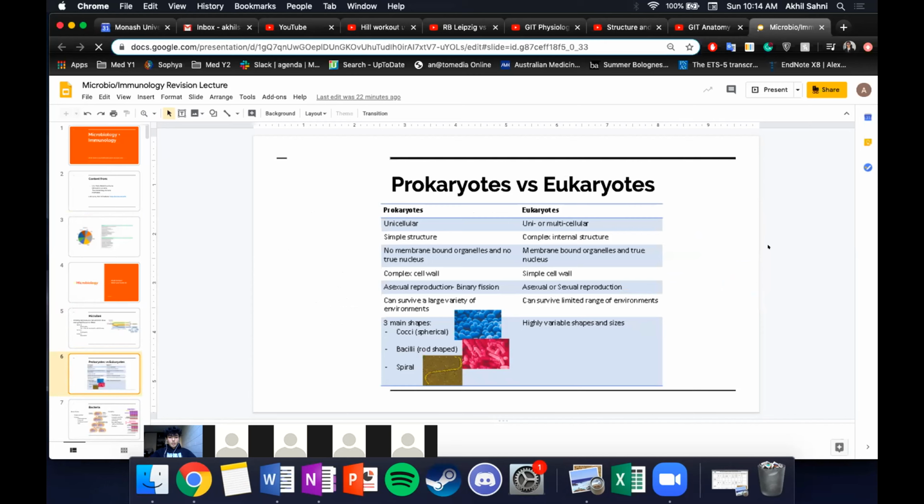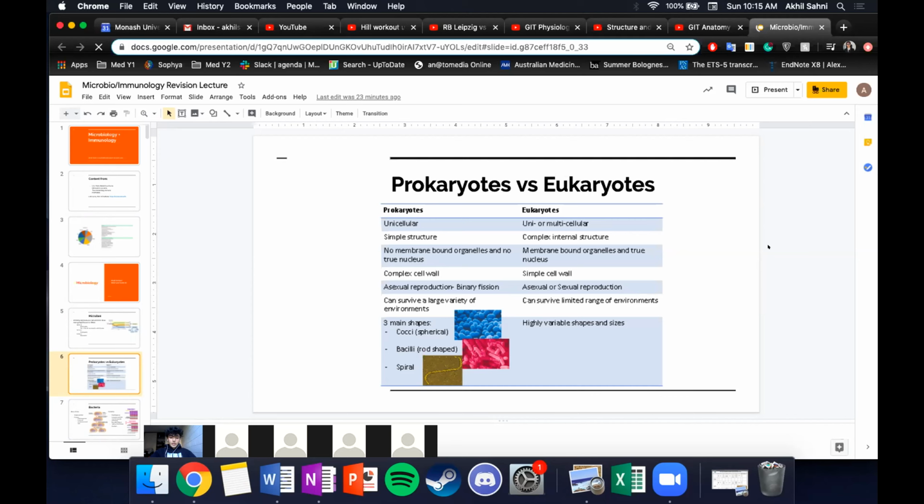Prokaryotes are unicellular, with a simple structure and no membrane-bound organelles or true nucleus. They have a slightly more complex cell wall with peptidoglycans and so on. For reproduction, they use binary fission, and they're kind of like extremophiles in the sense that they can survive in a large variety of environments.